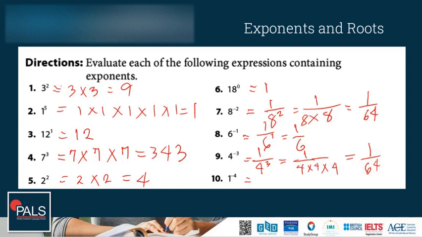Okay, the last one is 1 with a negative 4 exponent. So we need to make the exponent positive. So we have 1 over 1 to the 4th power, which is the same as 1 times 1 times 1 times 1, which is equal to 1 over 1, which is equal to 1. So still 1.